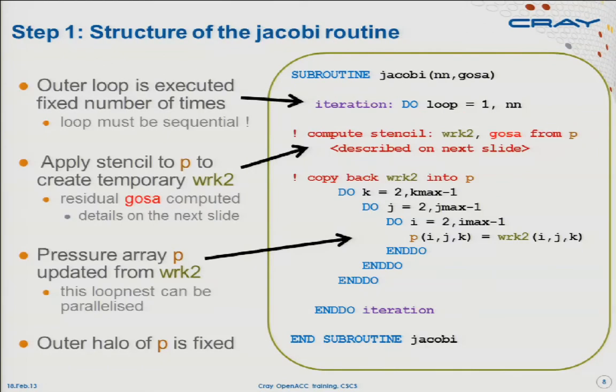If you look inside this Jacobi routine, what does it do? First of all, it takes the data array P, and it does an update into a temporary array. And then it copies the temporary array back into P, and then it does another iteration. And this residual, this error, apparently GOSA is Japanese for calculational error, I'm told. And since it's a Japanese code, that's fitting. So this is calculated in this stencil here, which I've not shown. And the halo is fixed. So values 1 and Imax or Jmax or Kmax don't change. The halo is fixed for this calculation.